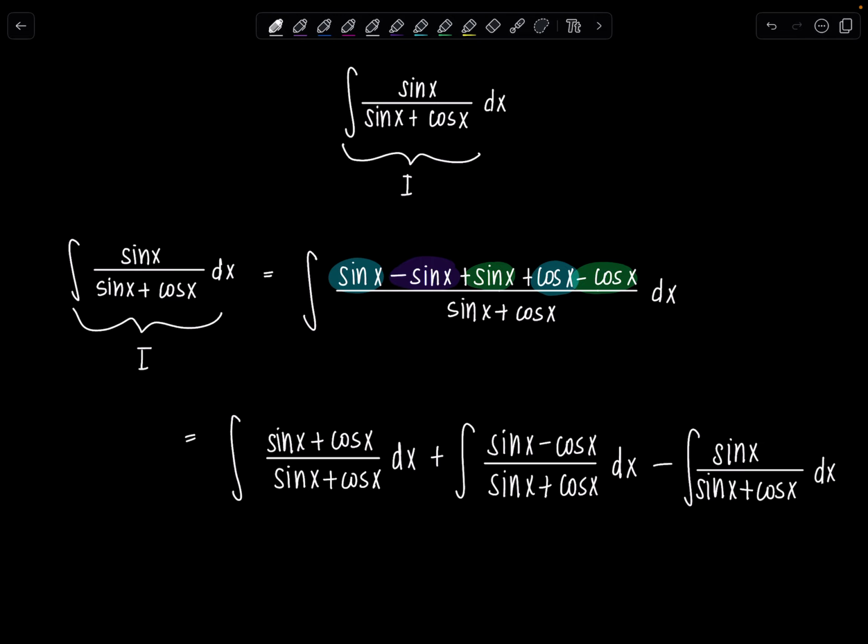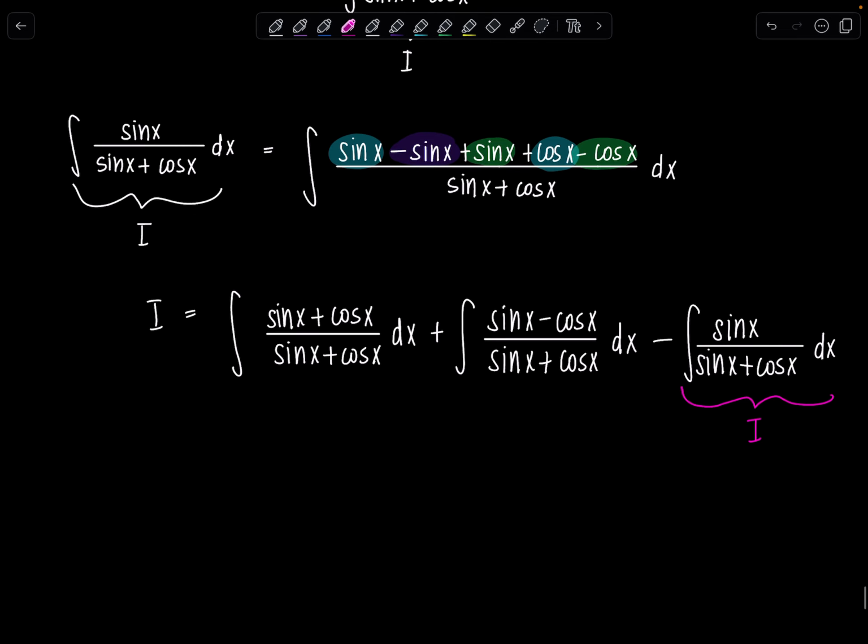And why is this exciting? Because I have my integral equals these three integrals. But notice my boomerang, it's coming back to me. This is the original integral. Since I have negative I on this side, you just treat it like some variable you're solving for. So I'm going to add I to both sides. And then now I have 2I equals these two integrals, okay?